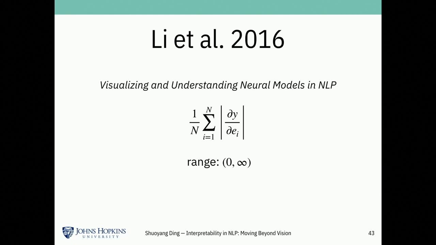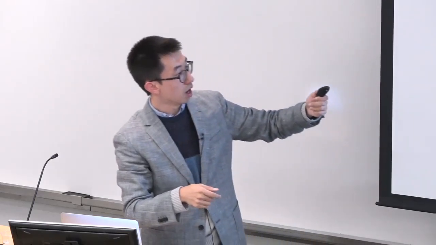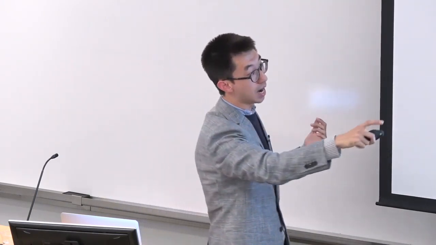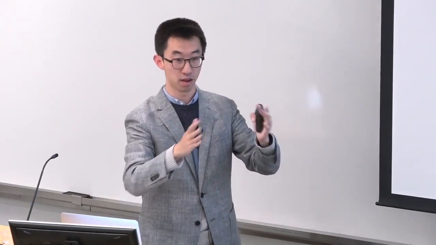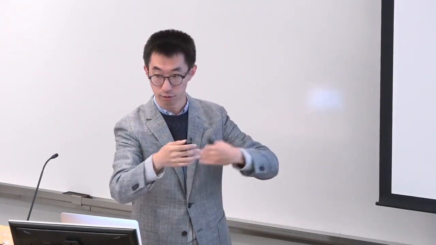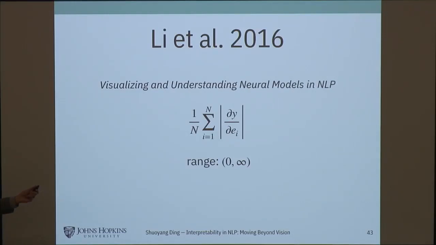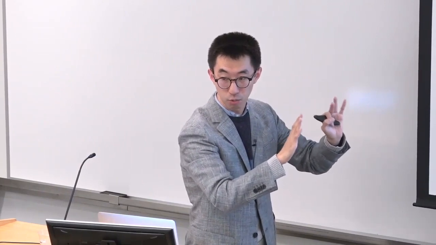So this work by Li et al. basically did this formalism where, okay, for this formula, all the symbols are scalars, okay? And y is the prediction score of a certain word at a certain time step. And E_i is just one dimension of the word embedding. So basically what it's doing is computing the absolute value of the gradient of the word embedding and then just averaging it, okay? And because of the absolute value that's been done here, the range of this value is really from 0 to positive infinity. Just keep that in mind. We're probably going to revisit that in a minute.